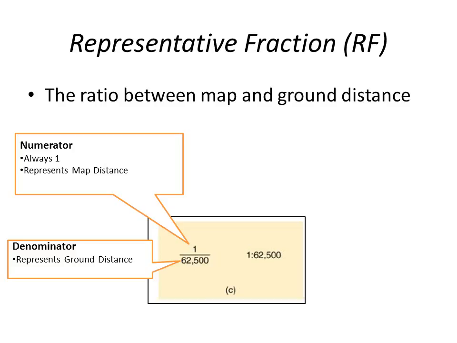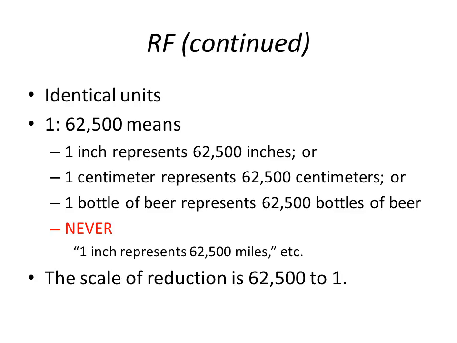First of all, with the example of a representative fraction, the numerator is always 1 and always represents map distance. The denominator represents ground distance. So in this case, 1 inch would represent 62,500 inches, which would mean a map scale of 1 to 62,500. We always use identical units to describe map scale in this way. So again, 1 inch represents 62,500 inches, or 1 centimeter represents 62,500 centimeters, or, in case you've watched all 5 or 6 of these lectures, one right after the next, 1 bottle of beer represents 62,500 bottles of beer.